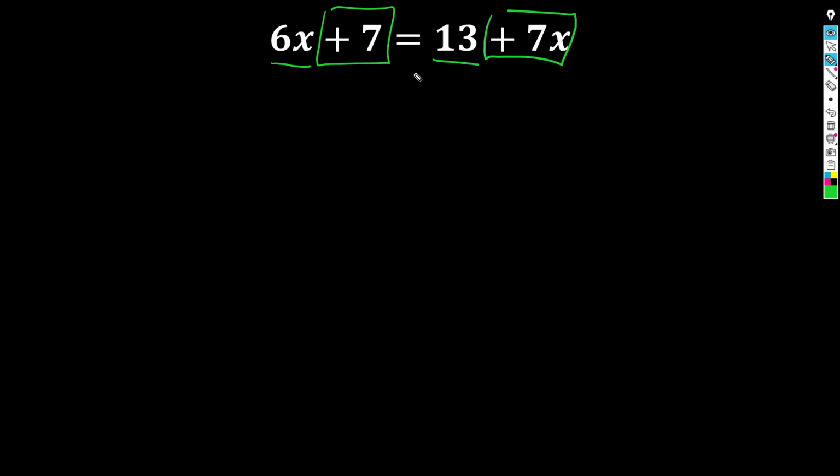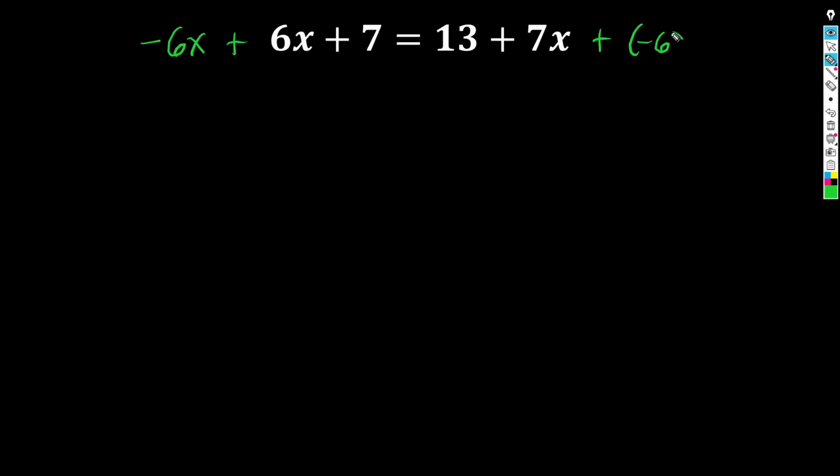Anong gagawin natin ngayon? So, tanggalin na natin yung mga unwanted terms. Sino rito yung unwanted given our decision to isolate the variable on the right? Unwanted ko si 6x, unwanted ko si 13. So, my first step probably would be to add the opposite of 6x to both sides of the equation, negative 6x. And again, that's guaranteed by APE. And what happens after that? 6x and negative 6x on the left add up to 0, leaving me with 7 on the left. And then you have your 13 plus 7x plus negative 6x leaves me with plus x.